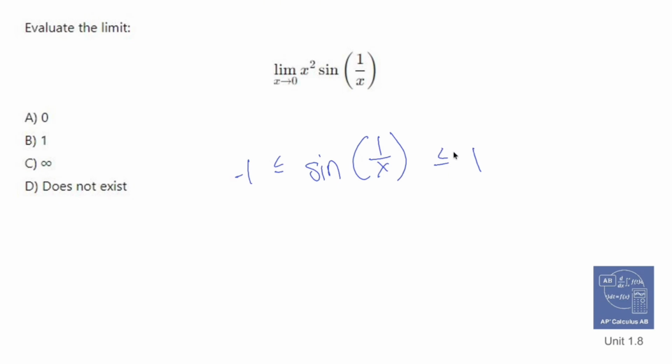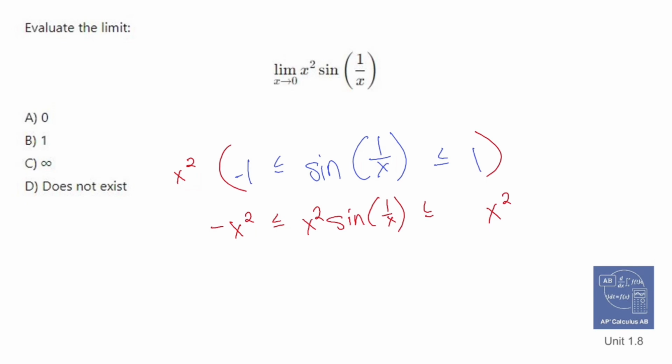Now this is what the squeeze theorem looks like. The squeeze theorem says, look, if you have three things, one on the outside, one on the outside, and one in the middle, and if you take the limit of all three of them, and the outside guys are the same thing, then the middle guy is the same thing. Now this is not this. So if I were to multiply this entire inequality by x squared, that would give me negative x squared is less than or equal to x squared sine of 1 over x, which is also less than or equal to x squared.